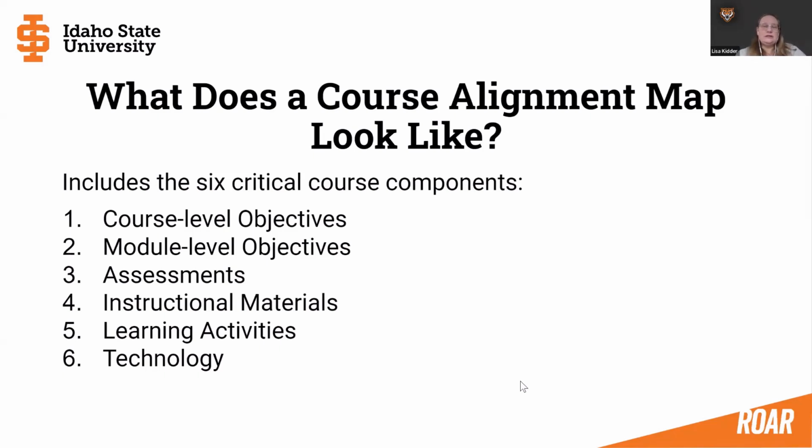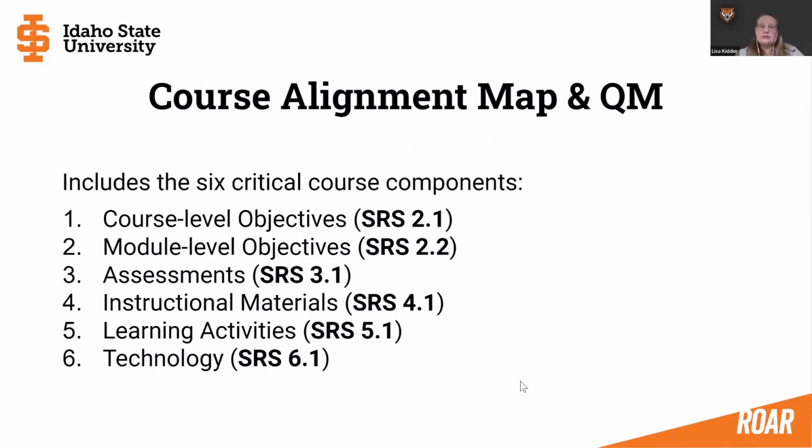These 6 items align with the QM's rubric, and they are the alignment standards. So they connect with a specific review standard. That's what S stands for. So course level objectives are addressed by specific review standard 2.1, and we go through the alignment standards down to technology that is addressed in specific review standard 6.1. We've worked through creating a template to help you with this process.